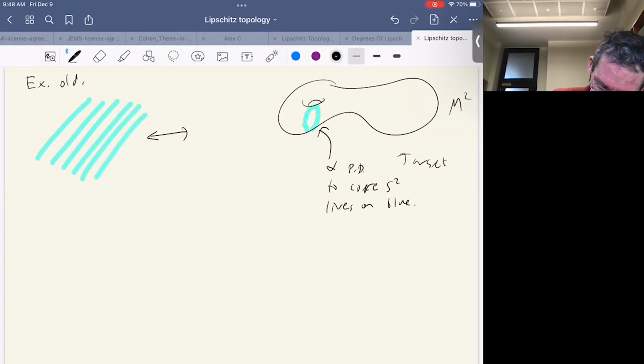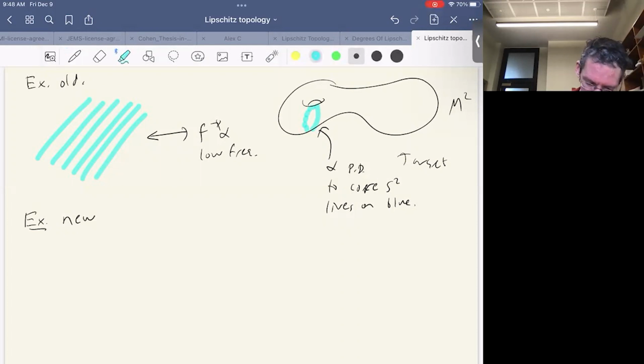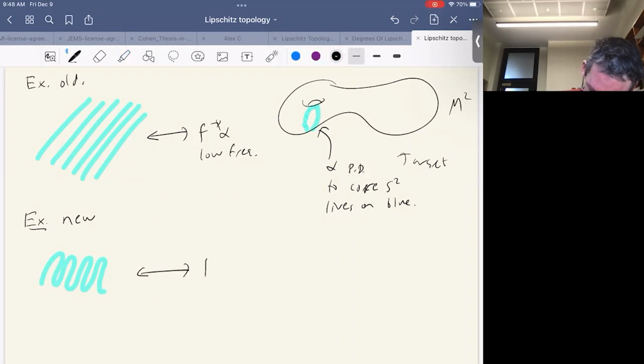And that corresponds to the pullback of this form being low frequency, essentially low frequency. And then what would it look like if the pullback of the form had a high frequency piece? It would be a new example. And it's just how Misha described, that each one of these, instead of being flat, is all twisted. Something like this. Okay, so that corresponds to the pullback of alpha being high frequency.